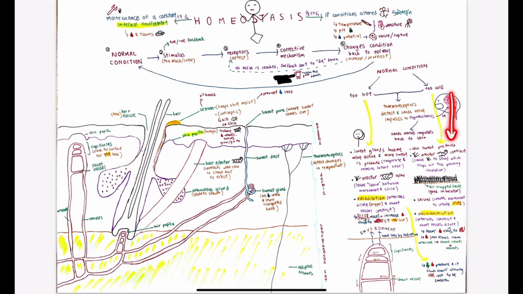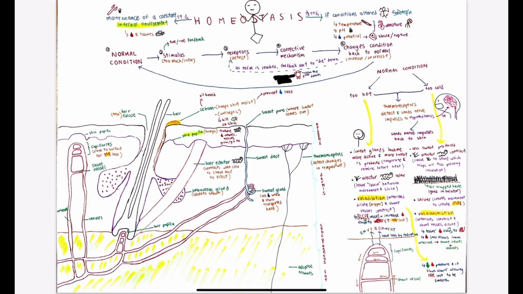When it is too cold, the opposite basically happens. Less sweat is produced and hair erector muscles contract, causing the hairs on the skin to stand up. This has the effect of creating an insulating air buffer between your skin and the surrounding environment, which reduces heat loss to the environment. Reflex shivering occurs as well to create movement, and vasoconstriction occurs where arterioles constrict and shunt vessels dilate. This has the effect of reducing blood flow to capillaries near the surface of the skin, as blood simply flows via shunt vessels instead of the smaller capillaries.